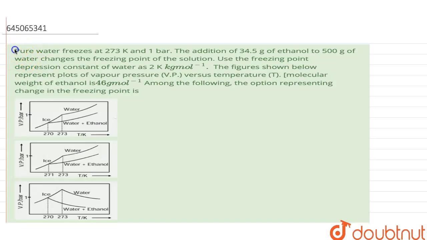So in this question it is given that pure water freezes at 273 Kelvin and 1 bar. The addition of 34.5 gram of ethanol to 500 gram of water changes the freezing point of the solution, and use the freezing point depression constant of water as 2 kg per mole. The figures shown below represent plots of vapor pressure versus temperature T. Given molecular weight of ethanol is 46 gram per mole, among the following the option representing change in the freezing point is. So to proceed with this, first we can do the numerical part.